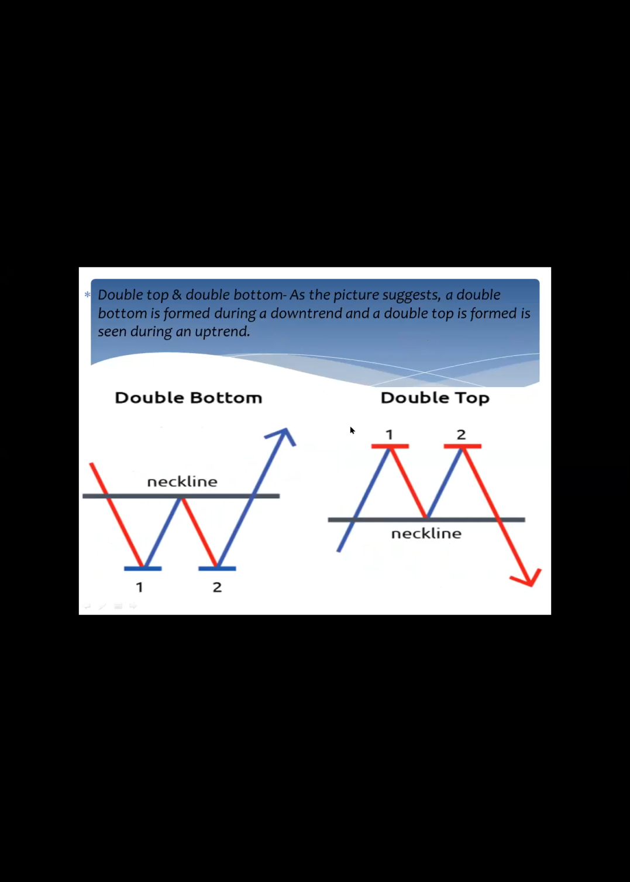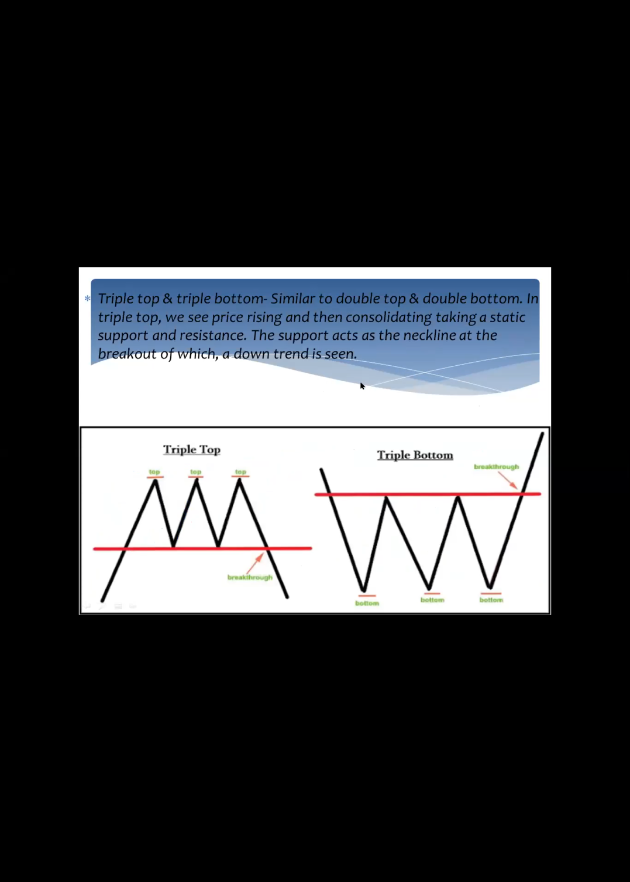The next we had double top and double bottom. I told you about the neckline. Here is the neckline, trend reversal from low to high, sideways, and then downwards. This is a double top formation, and this is a double bottom formation. Next up, we had triple top and triple bottom, similar to double top and double bottom. In a triple top, we see a rise and then consolidation taking place between static support and static resistance levels. The support acts as the neckline, at the breakout of which a downtrend is seen. Okay, triple top, you can see one, two, three tops out here, breakdown out here, and a downside move.